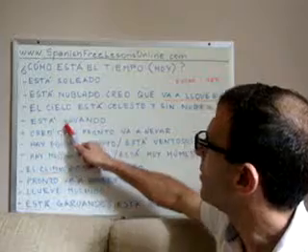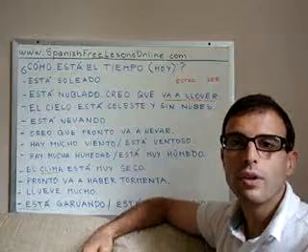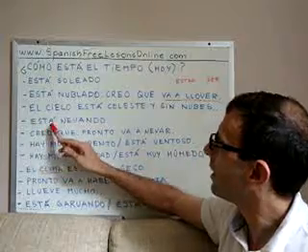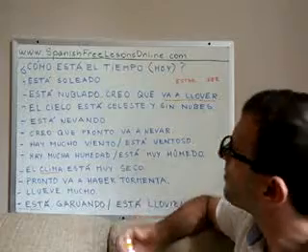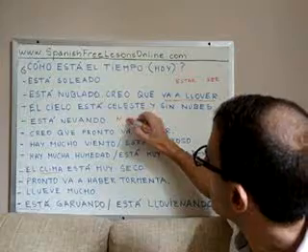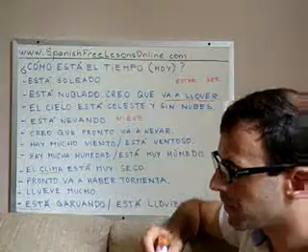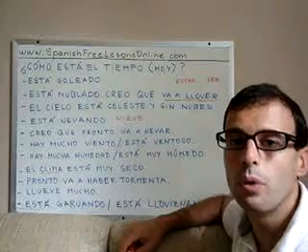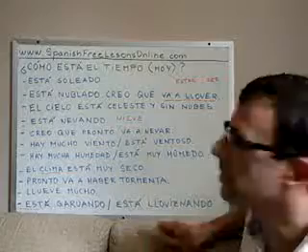Está nevando. Nevando means snowing. Está nevando. It is snowing. Snowing comes from nieve, that means snow. Okay? Nieve, nieve means snow. Nevando means snowing.